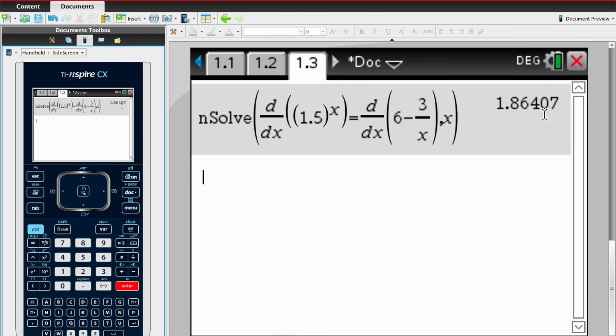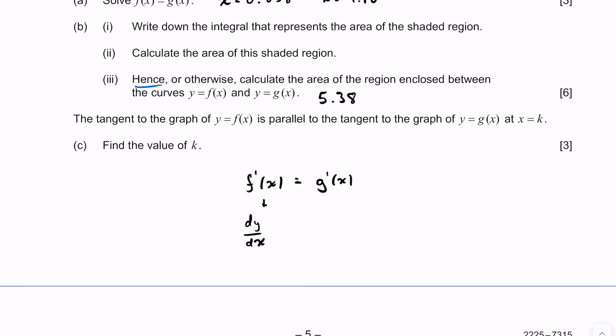All right, so let's go back to the document and write that out. Okay, so x in this case is equal to 1.864, or to 3 sig figs, 1.86.